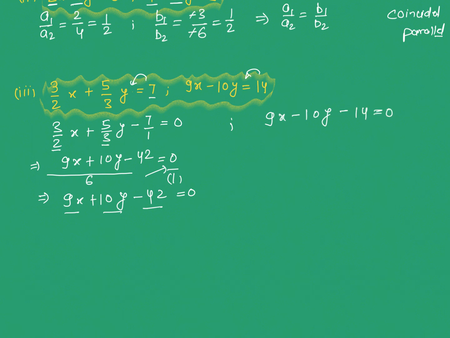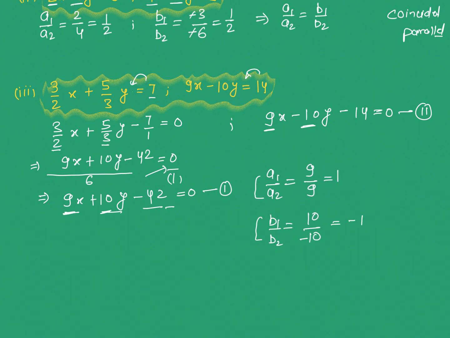So we have now these two equations. First is this, we simplified this equation, and this is the second equation. So if we calculate A1 upon A2, A1 from the first equation is 9, A2 from the second equation is 9, which is 1. And now B1 by B2. So B1 is 10, right? And B2 is minus 10, which is minus 1. So you can see A1 by A2 is not equal to B1 by B2, right? So if this is the situation, what does that mean? That means this pair of linear equations will be consistent.